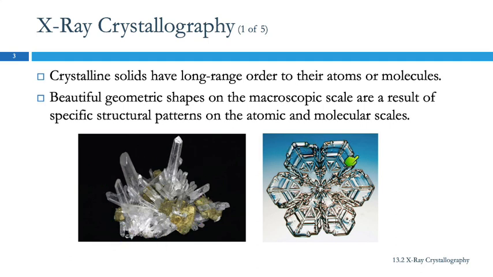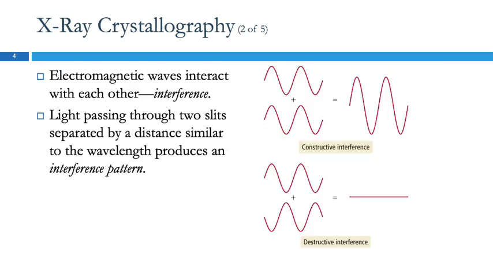Here's a snowflake, that's solid water, right? And you don't have to do anything special to get the solids to form into these beautiful shapes. That's a result of how the atoms and ions arrange themselves on an atomic or molecular scale. Well, how do we figure out how those atoms or molecules are arranged? An important tool is X-Ray Crystallography.